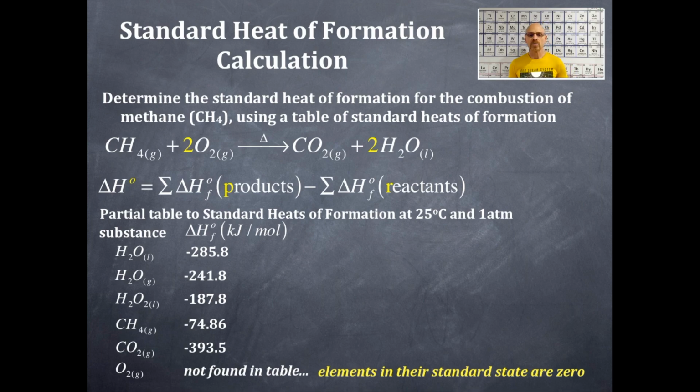Okay, now what I want you to do is look at that balanced equation that we had before, and then look at the values here of the partial table. Some of these things you're going to use and some of them you're not. For example, you are certainly not going to use the hydrogen peroxide because that's not even in the balanced equation.